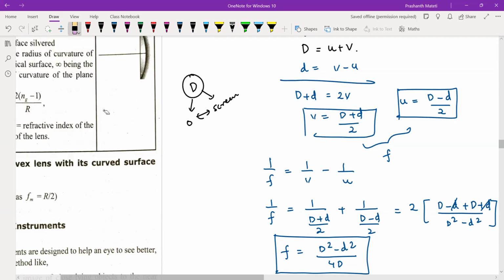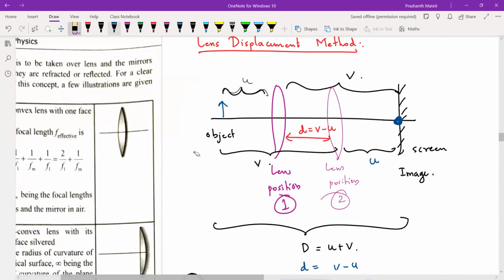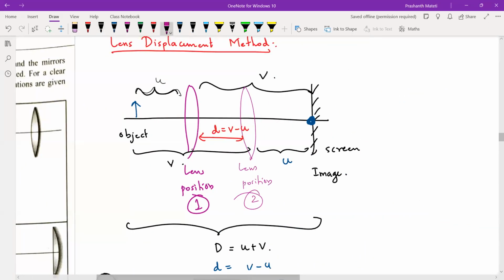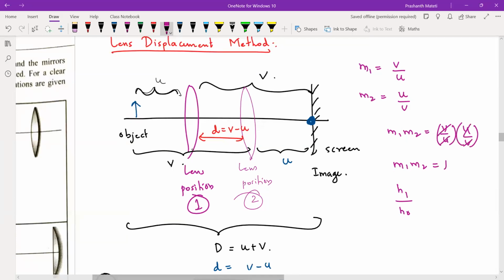Here, two times the image is found. For the first position, what is the magnification produced? When the lens is at position 1, magnification m1 is equal to image distance v by object distance u, so v by u. The second time, the image distance is u and the object distance is v. So m1 into m2 is equal to v by u into u by v. The u and v get cancelled, so m1 into m2 is equal to 1. m1 is height of image 1 by height of object, and m2 is height of image 2 by height of object. So height of object square is equal to h1 into h2, and height of object is equal to the square root of h1 h2.